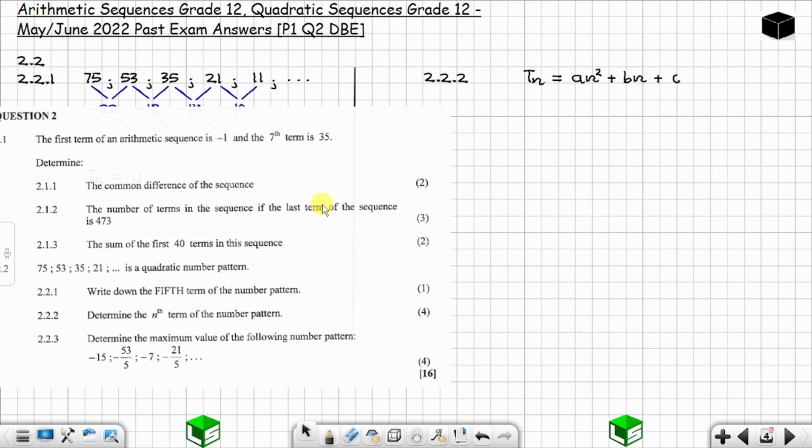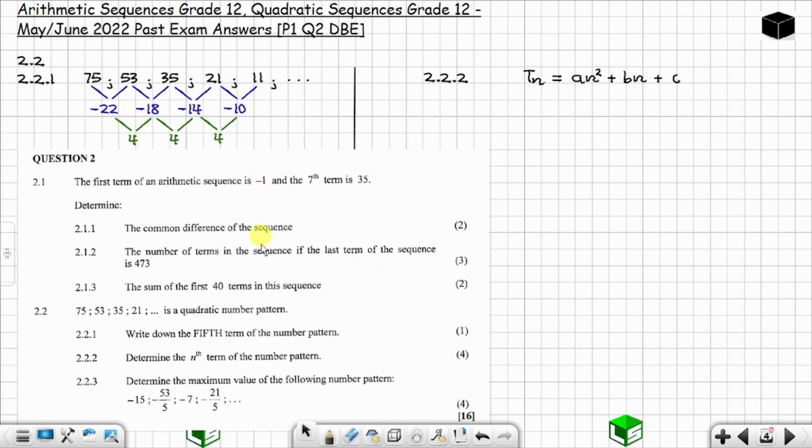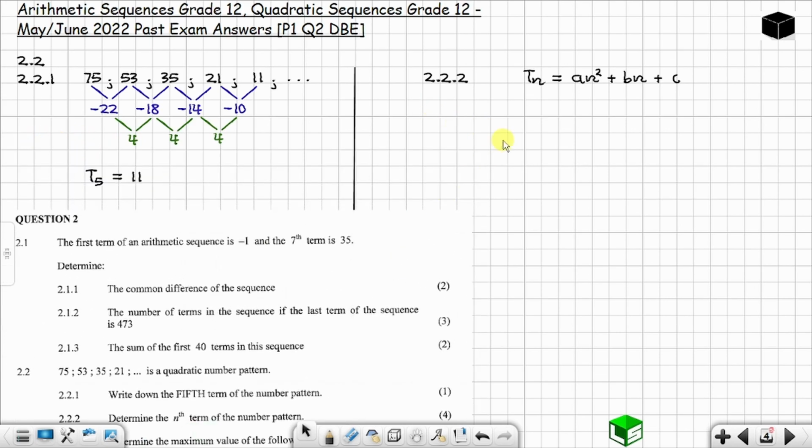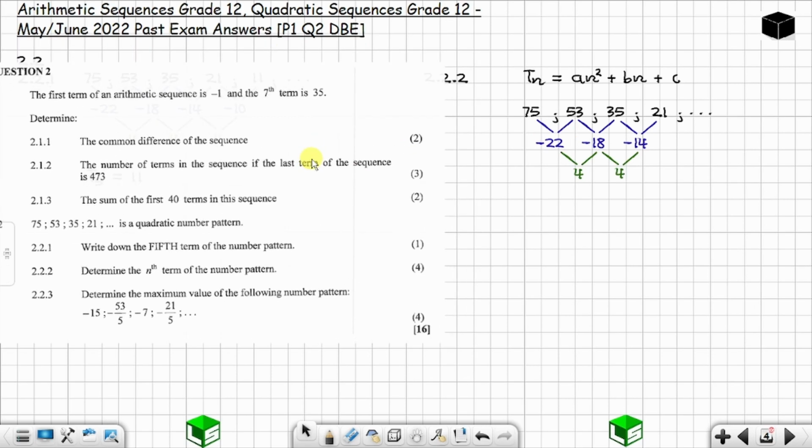Okay, let's get the number pattern down. This is the number pattern that you have, with all the first differences and the second difference. Let's get it down as we have it in the previous question. You can see 75, 53, 35, 21, and your first differences, and the second difference is 4. From here, you need to determine the nth term or the general term. This is what you are given.